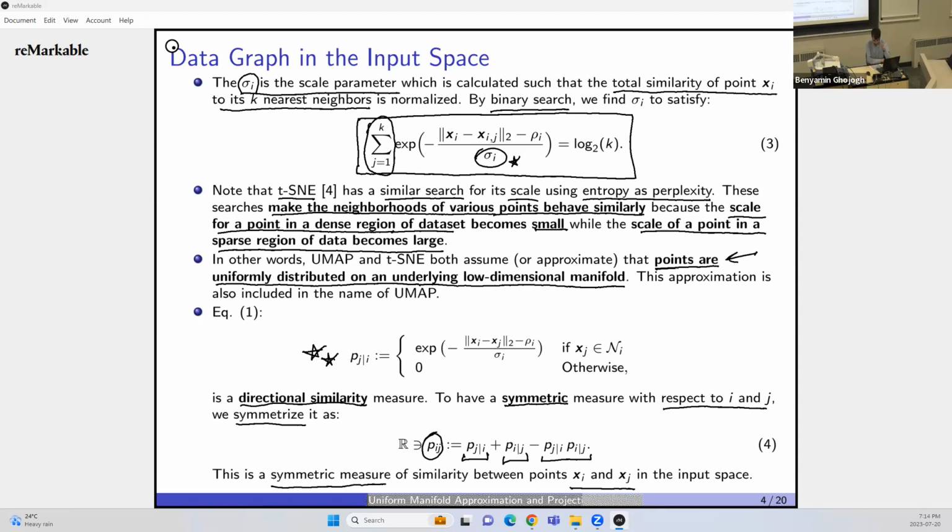Do you remember in symmetric SNE, also in t-SNE, we made it symmetric in another way. We said p j given i plus p i given j divided by 2. But now they are using another formula. It doesn't matter. As long as we can make it symmetric, that's fine. Okay.